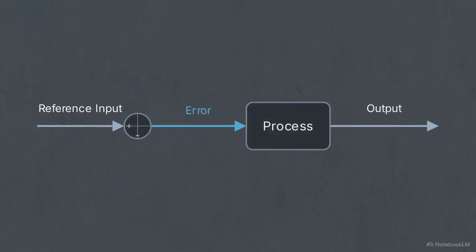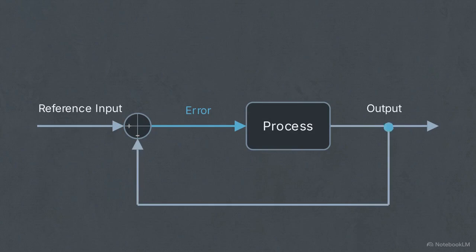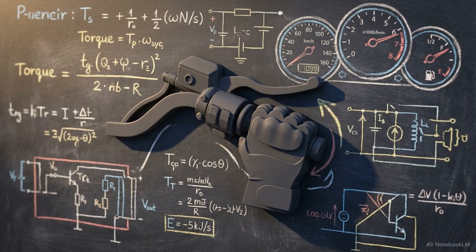This closed-loop diagram illustrates the mechanism. The controlled output is fed back and compared directly with the reference input. We can map this to riding a motorcycle. The desired speed is the input, and the actual speed is the output. The rider acts as the controller, processing the error and adjusting the throttle to correct it.